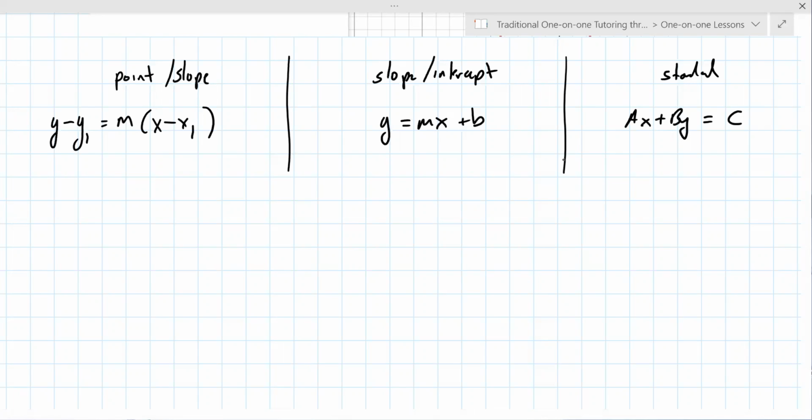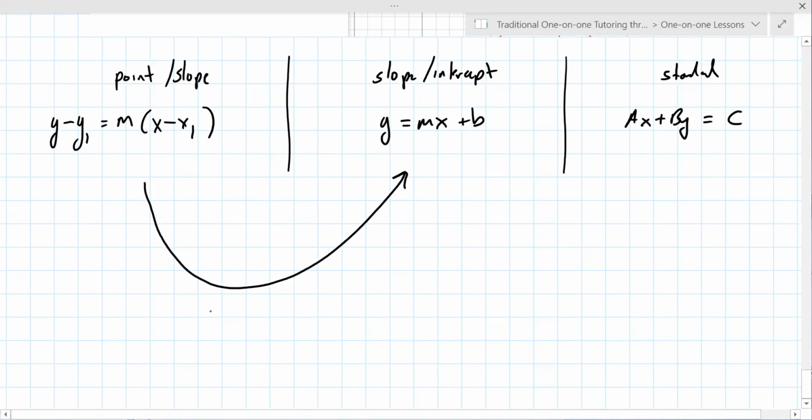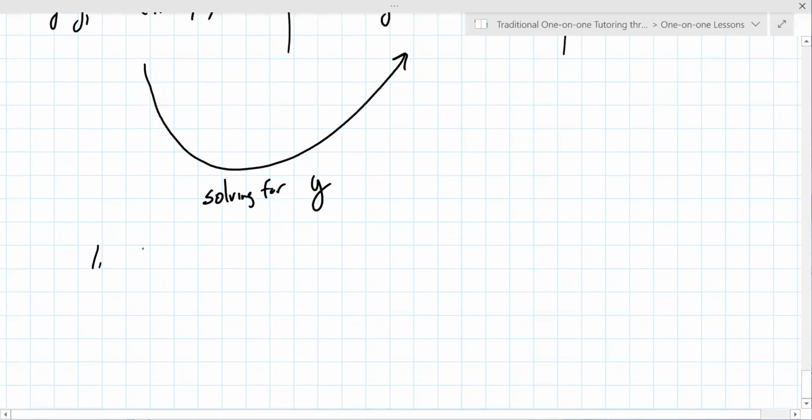Okay, perfect. So when you go from point slope to slope intercept, you are solving for y. Okay, so here's what we're going to do. We're going to do some problems where you're given point slope form, and then you need to solve for y. Okay.